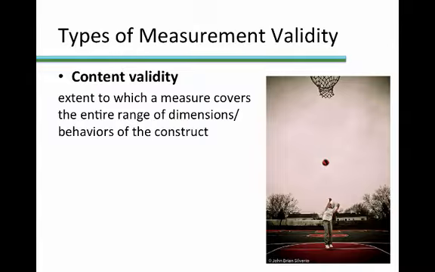A measure of athleticism with better content validity would be one that covers all or at least most areas of athleticism. One way to do this would be to simply ask participants to report on the number of times they engage in athletic activity each week.